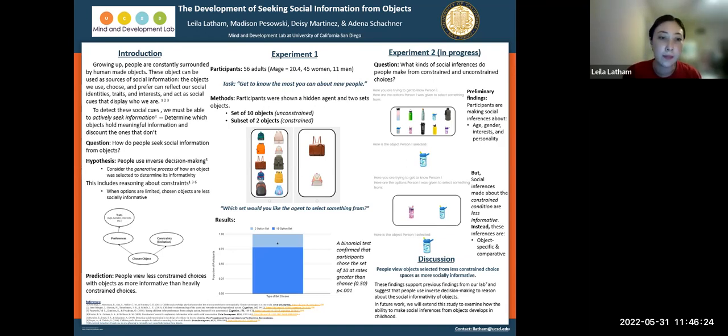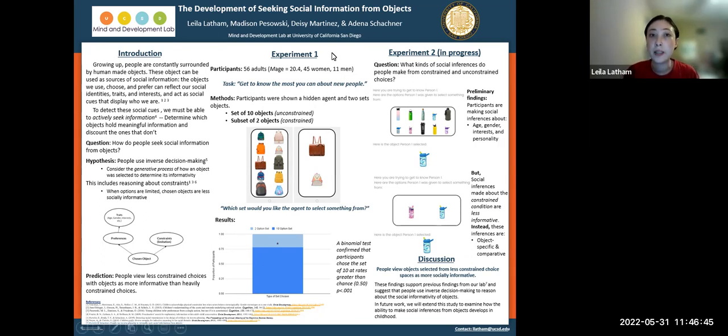However, if it is a constrained action, let's say there's a limitation in the environment, we can no longer make these kinds of ample social inferences about others. So we predict that people view less constrained choices with objects as more informative than heavily constrained choices.